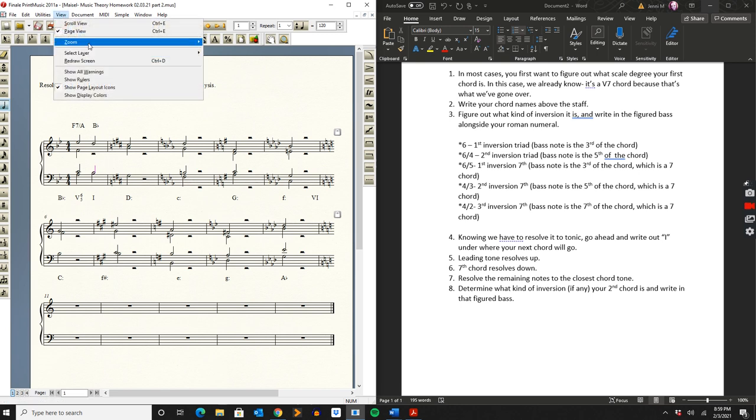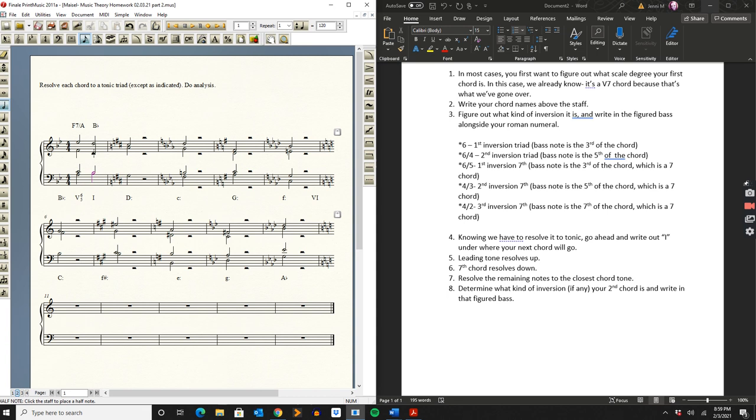All we have left, it looks like, is our alto voice. We are going to take our F, and incidentally, F fits within that B flat major triad, so we're going to leave that F where it's at.